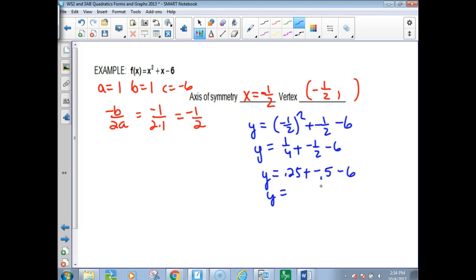What is that? That's going to be -0.25 minus 6. So -6.25. You can convert that back to an improper fraction, which is -25/4. Some of them are icky.